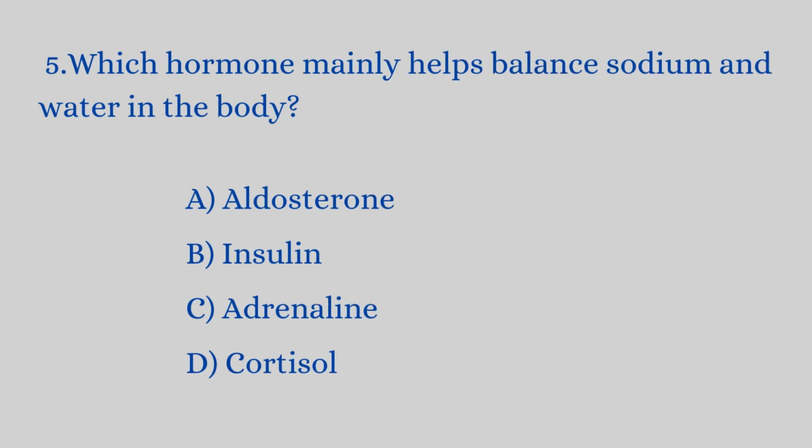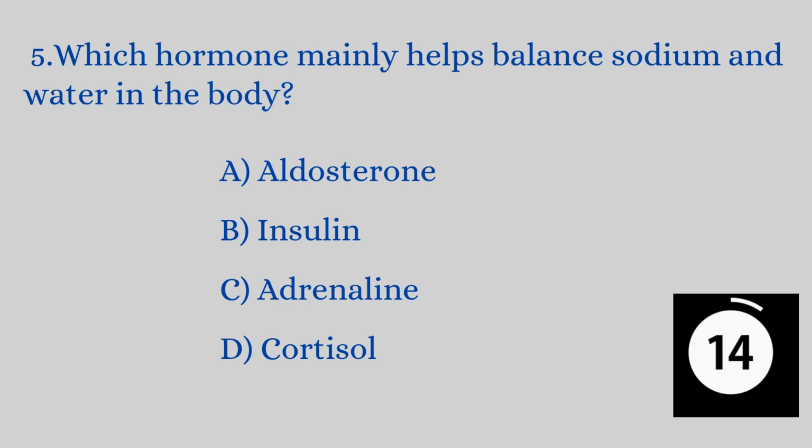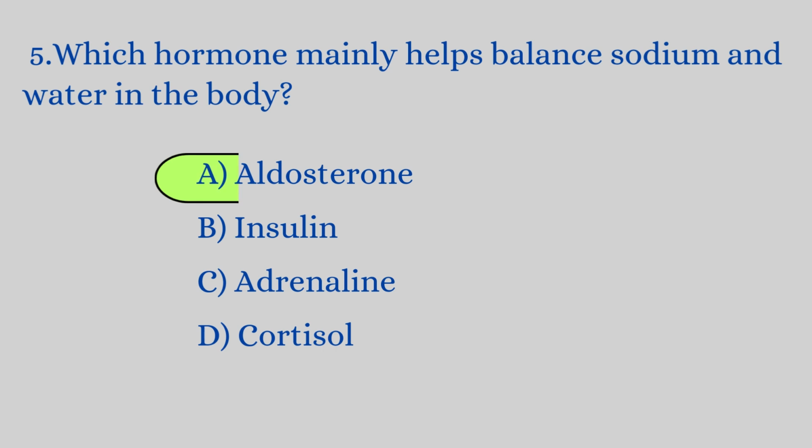5. Which hormone mainly helps balance sodium and water in the body? A. Aldosterone. B. Insulin. C. Adrenaline. D. Cortisol. The answer is A. Aldosterone.